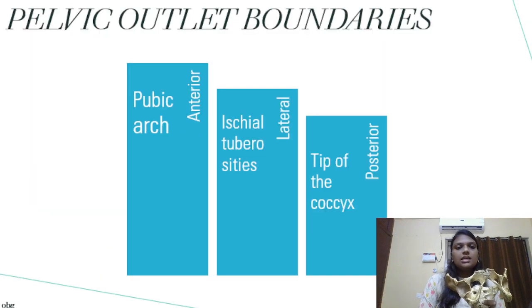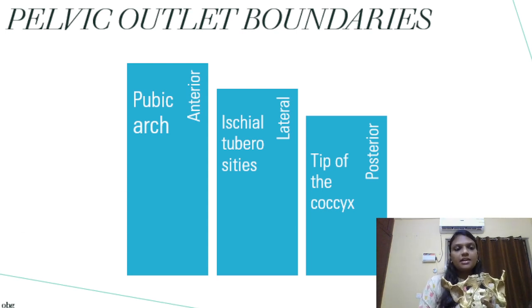Now we are going to see about the pelvic outlet. The pelvic outlet is bounded anteriorly by the pubic arch, laterally by the ischial tuberosities, and posteriorly by the tip of the sacrum.